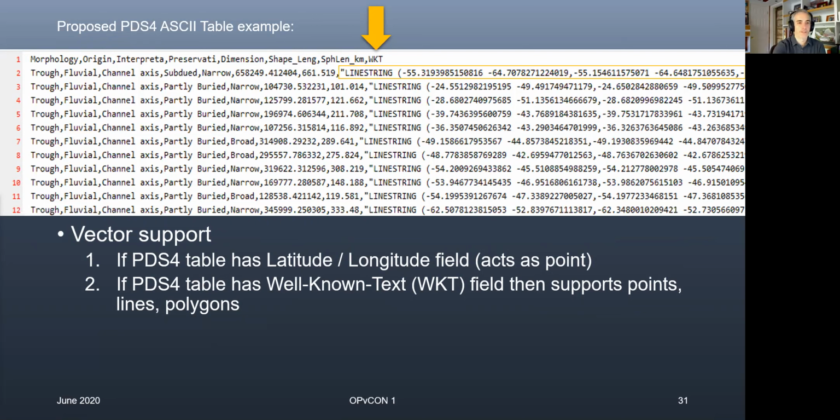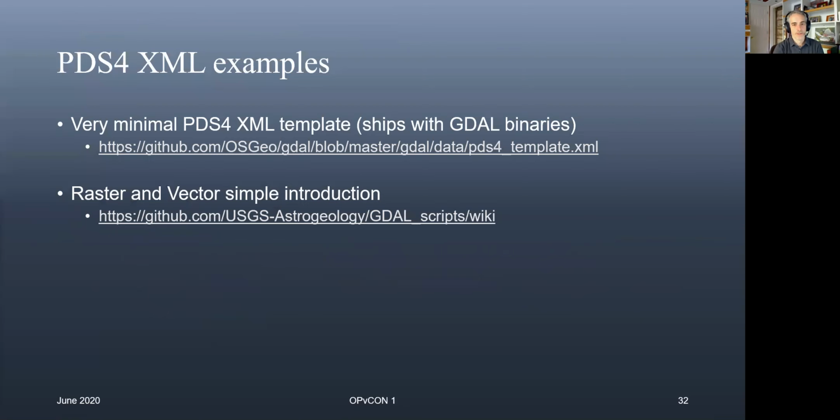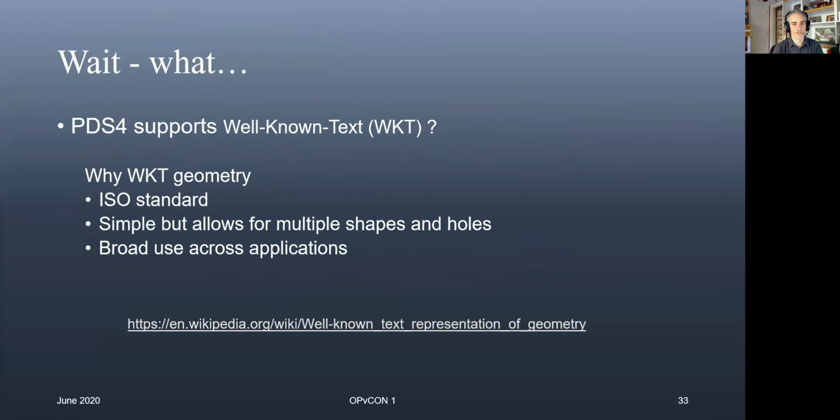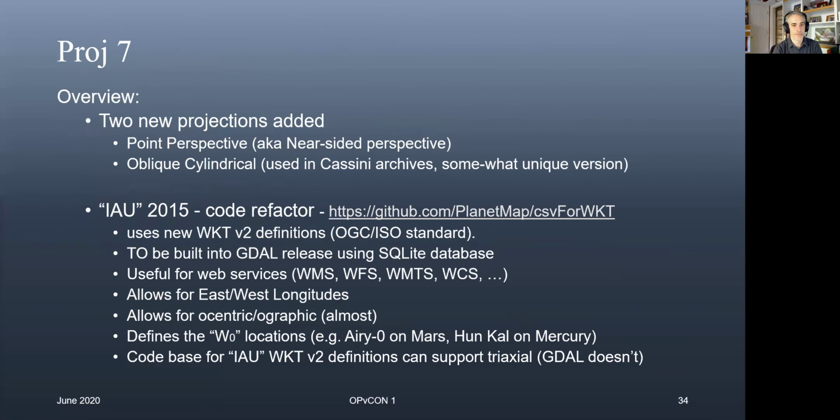So essentially, you have a CSV table, and then you have this giant well-known text geometry line string, which is a single field. GDAL supports the creation of that, although it's pretty easy to script yourself. There are minimal templates to show you examples, and then there are some introductions. So I won't go over this, but PDS4 does support well-known text geometries because it is a well-known standard. It's just an encoding. Because it's ASCII, it made it easy.